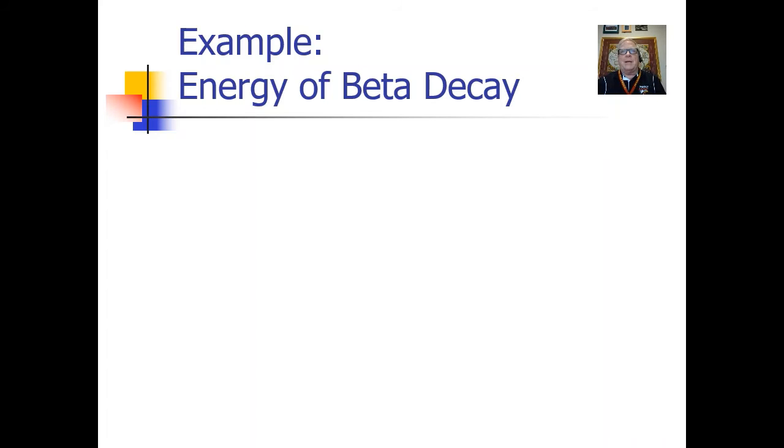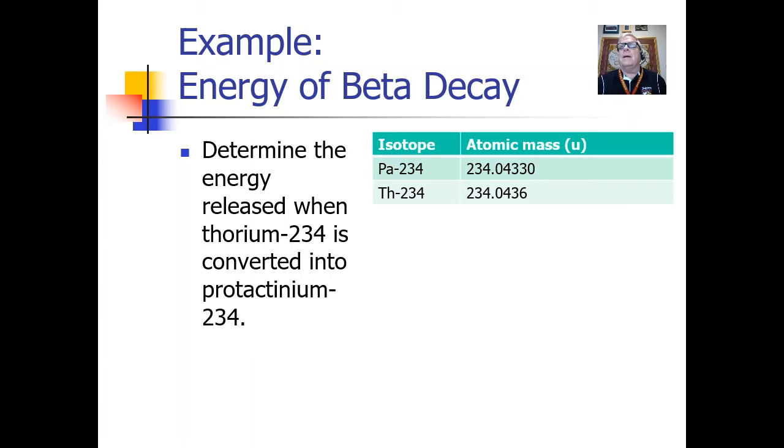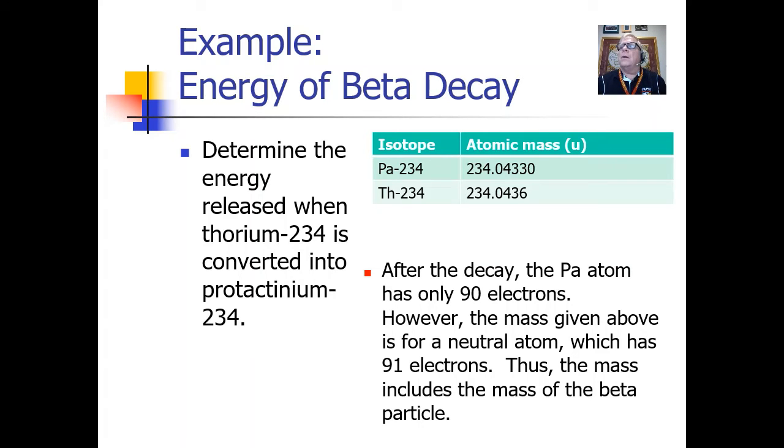So let's do another example. This one is for beta decay. You are to determine the energy that is released when a thorium-234 is converted into a protactinium-234. Now, since the atomic mass number didn't change here, this is an example of beta decay. It's a beta minus decay. The protactinium has one more proton than thorium does.